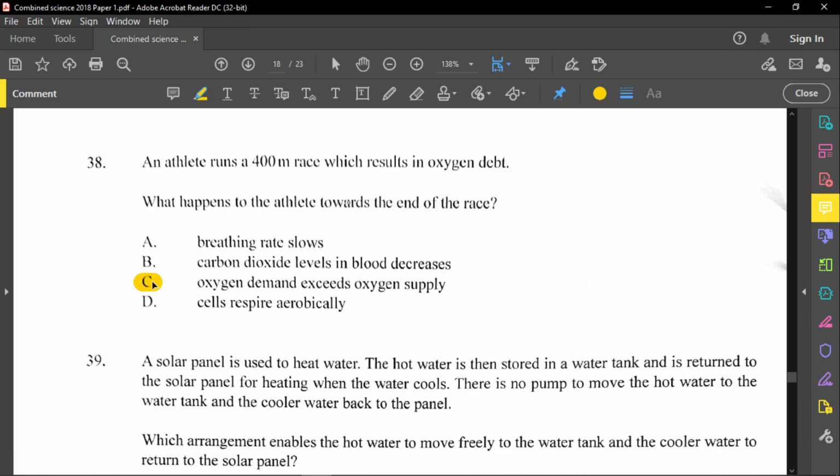Because the oxygen demand is so great, you start to breathe faster and faster and faster, and so it exceeds what is being supplied because you need a lot of energy. You start to breathe harder, heart rate increases, and so on. Okay, and cells respire aerobically, not true. The cells in the muscle will start to respire anaerobically and produce lactic acid. Okay, just to make a note right there.